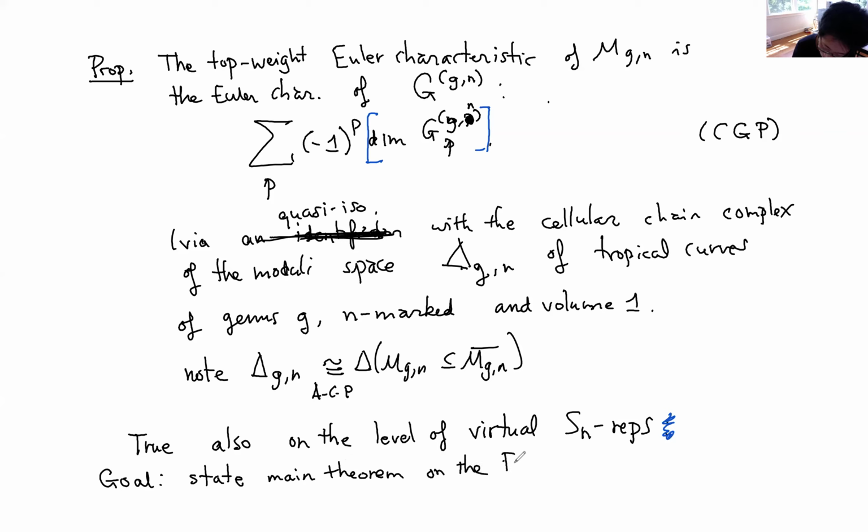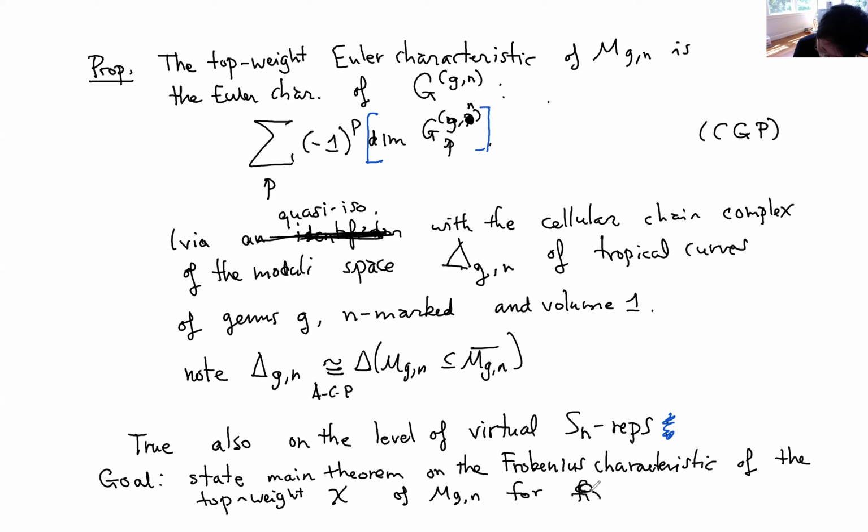The main theorem is on the Frobenius characteristic of the top weight Euler characteristics of MGN for each fixed G. And my goal today is to just explain to you what Frobenius characteristic is, because this is something that I would be delighted for everyone to know. And then next time I'll explain our formula for Frobenius characteristic.